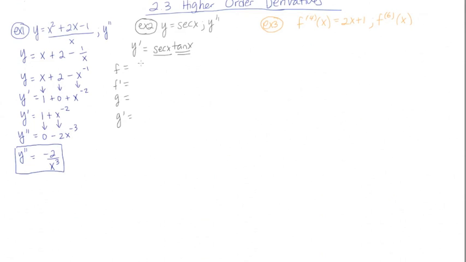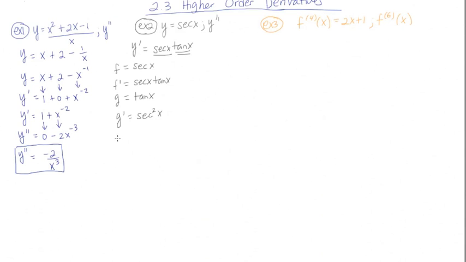So our first function, f, is secant x. Our second function, g, is tan x. And we're going to take the derivative of each of these. The derivative of secant x is secant x tangent x, and the derivative of tangent x is secant squared x.